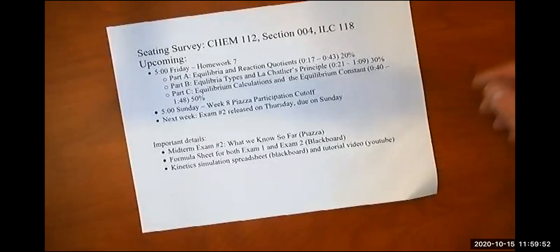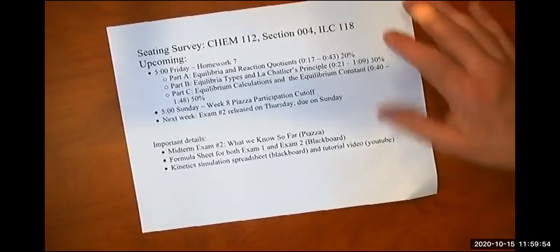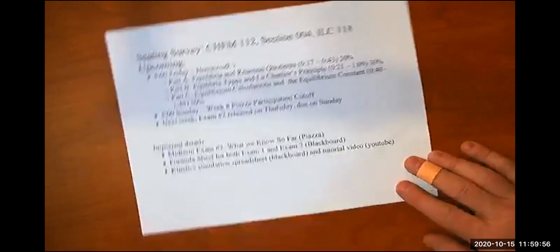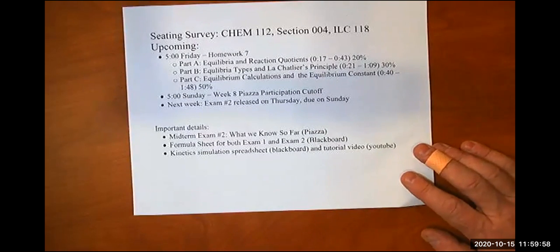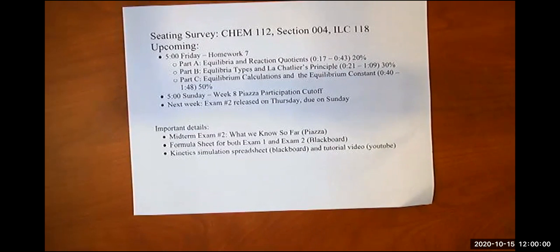Okay, so as always, remember the seating survey, section 4 today, ILC 118. Upcoming dates: Friday, tomorrow, homework 7 is due, 3 parts to it. Sunday is the usual Piazza cutoff. Next week is going to be exam number 2. It'll be released on Thursday, due on Sunday like it was last time.